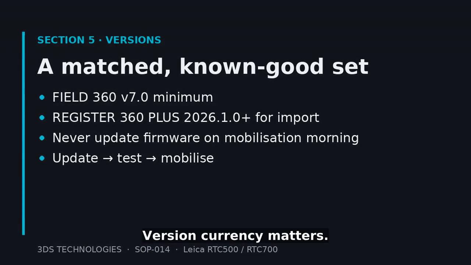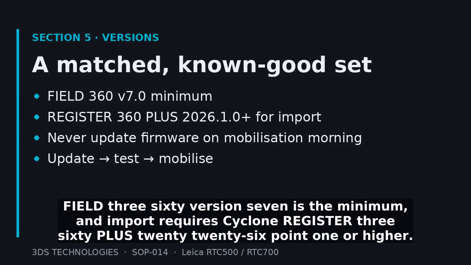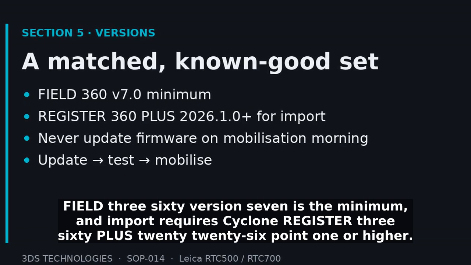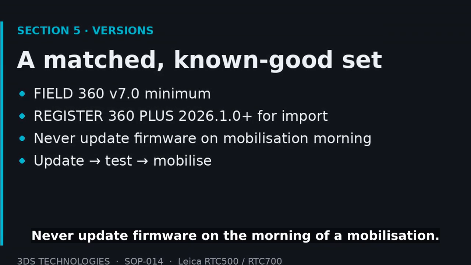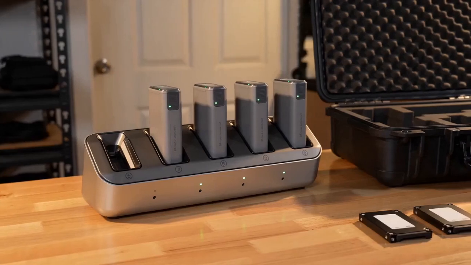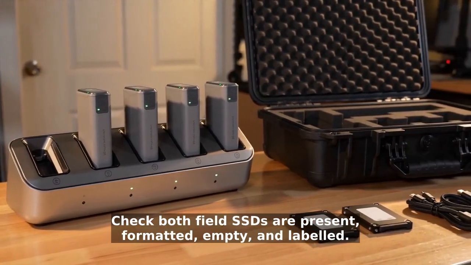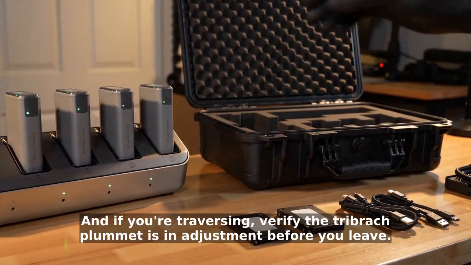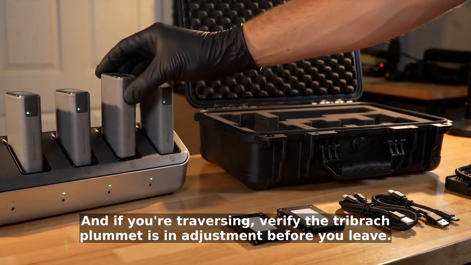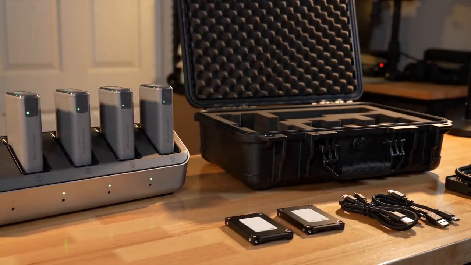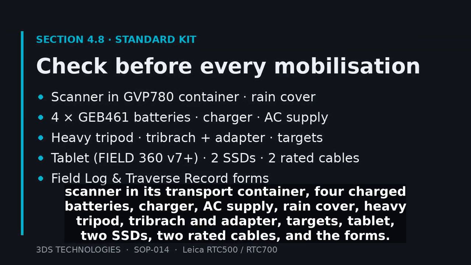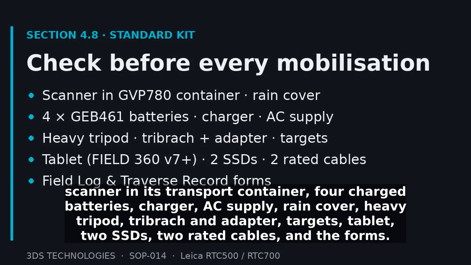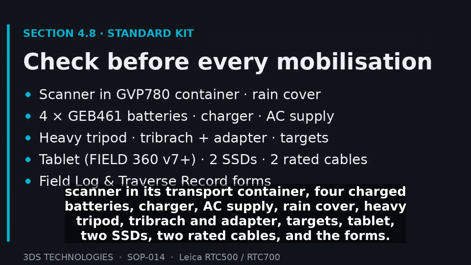Version currency matters. Field 360 version 7 is the minimum, and import requires Cyclone Register 360 Plus 2026.1 or higher. Never update firmware on the morning of a mobilization. Charge all 4 batteries. Check both field SSDs are present, formatted, empty, and labeled. And if you're traversing, verify the tribrach plummet is in adjustment before you leave. The standard kit: scanner in its transport container, 4 charged batteries, charger, AC supply, rain cover, heavy tripod, tribrach and adapter, targets, tablet, 2 SSDs, 2 rated cables, and the forms.